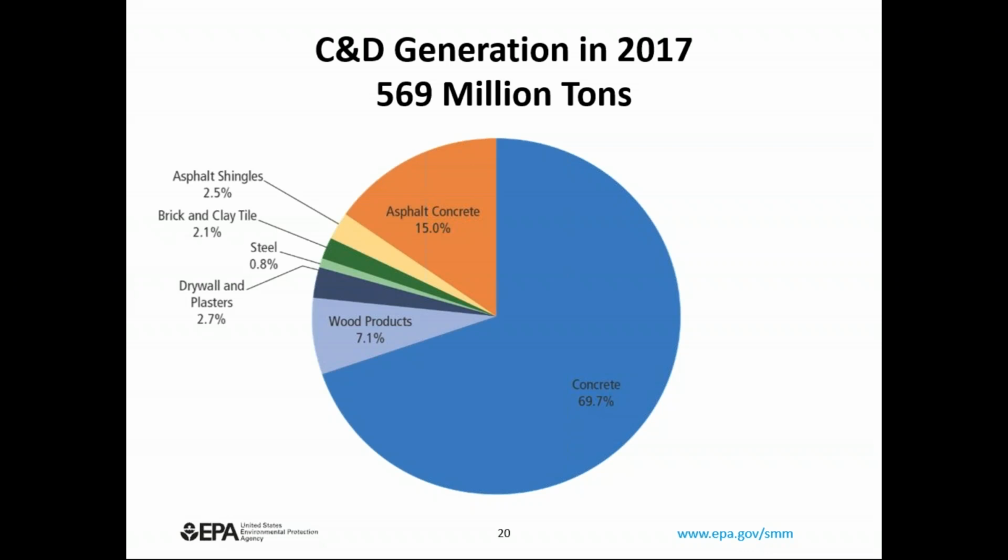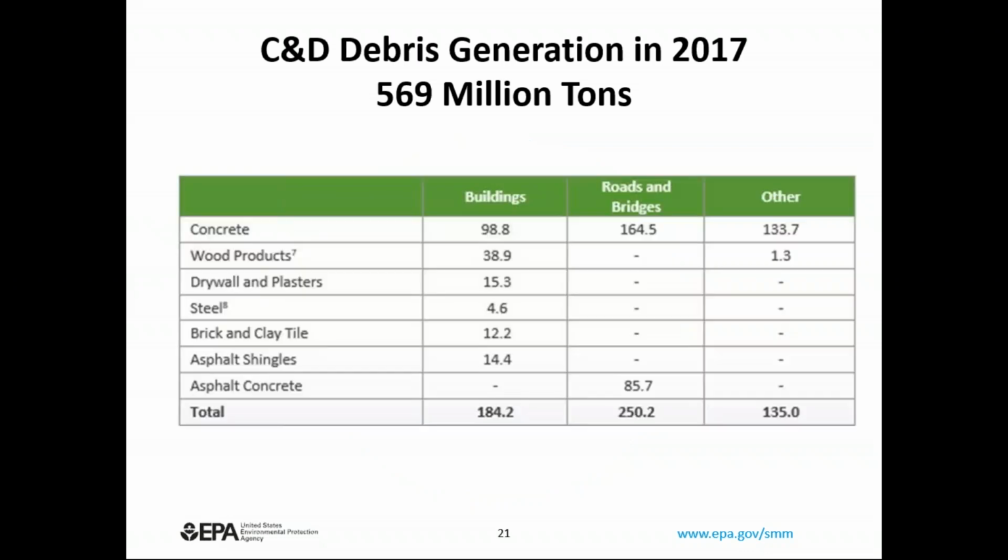This pie chart breaks down C&D debris generation composition by material. Concrete was the largest at 70%, and asphalt concrete, which is asphalt, was 15%. The generation of other products is less than 10%. And these pie chart percentages are similar to those for 2016.